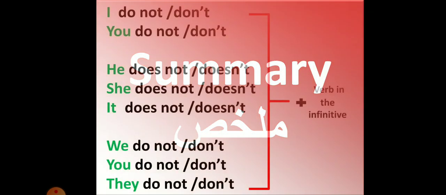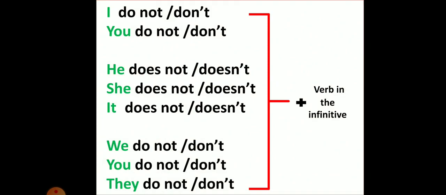Summary. I do not or I don't plus main verb, or verb in the infinitive. You do not or you don't plus verb in the infinitive. He, she, it does not or doesn't plus verb in the infinitive. We, you, they do not or don't plus verb in the infinitive.